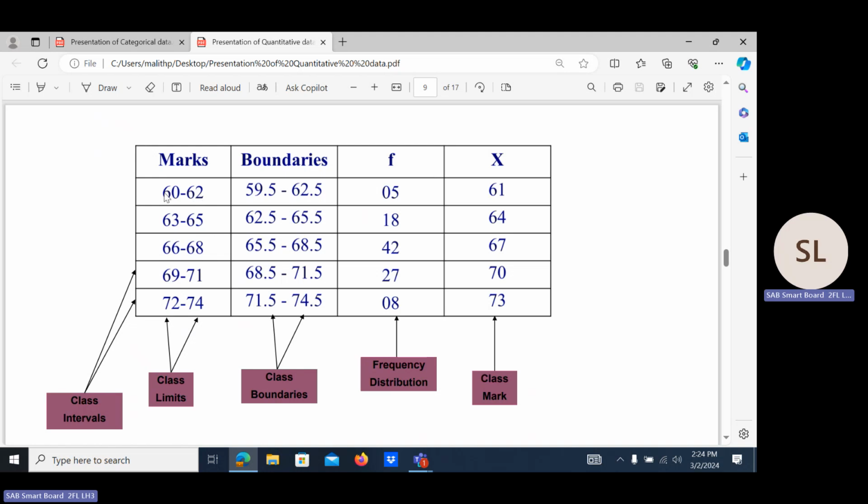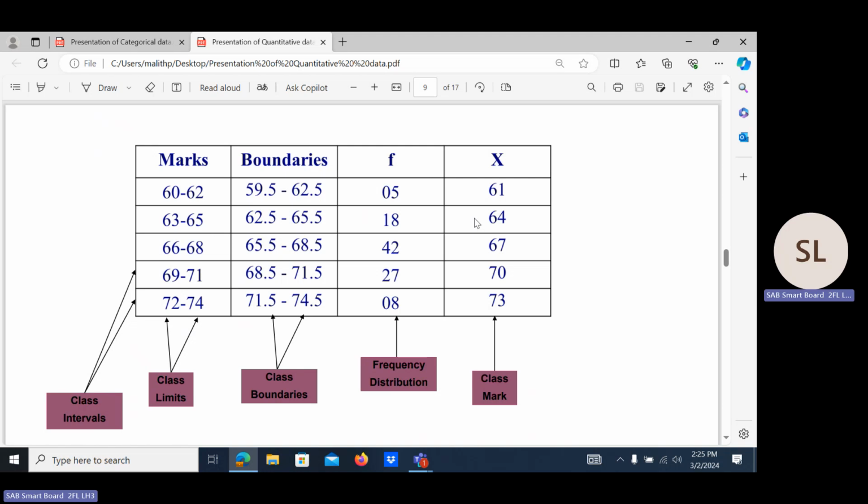First identify the class interval, 60 to 62. We add the two class limits and divide by 2. Why? We need to calculate the midpoint. Then 60 plus 62 divided by 2. What is the answer? 61. Understood? What is the second class interval's class mark? 63 plus 65 divided by 2. Understood?